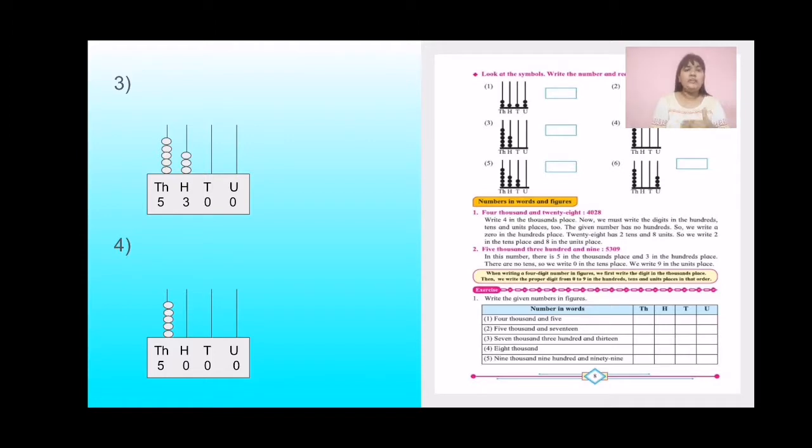Fourth one, above unit, is any circle there? No. So write down 0. Above tens? No. So write down 0. Above hundreds, any circle? No. So write down 0. Above Th, how many circles? 5. So write down 5. How will you read this number? 5000.